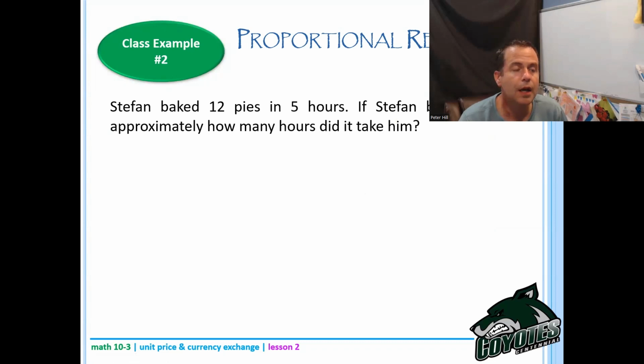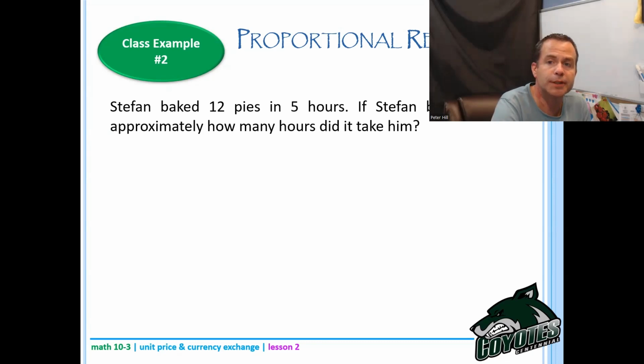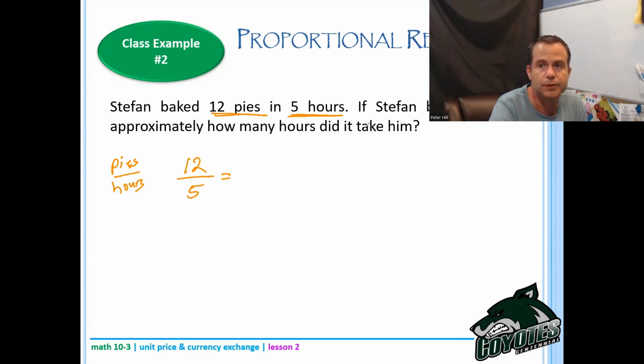Okay, so this is just like we did on class example number 1. The difference is you have to build a proportion, okay? So in class example number 1, I had given you the proportion and you just had to solve for the unknown. Okay, so our proportion is going to be pies to hours. Okay, so we know that Stefan baked 12 pies in 5 hours. So that's our first guy. 12 pies in 5 hours.